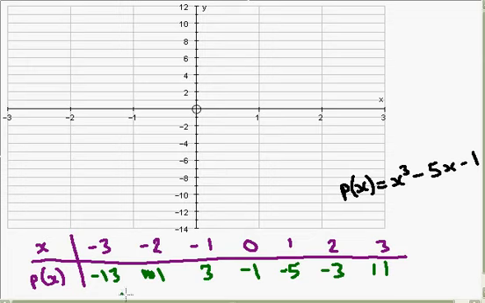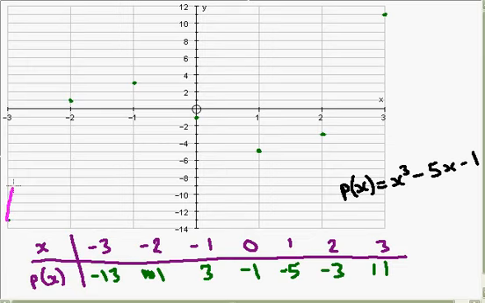Now if we plot these points, we've got -3, -13, which is down here. We've got -2, 1, which is here. -1, 3, which is here. 0, -1. 1, -5. 2, -3. And 3, 11. Just all the way up here. So I'm going to do my best to draw a curved line that goes through all points here.